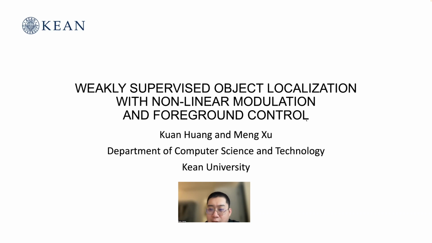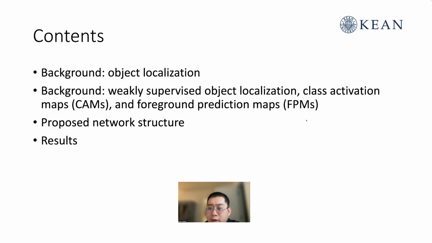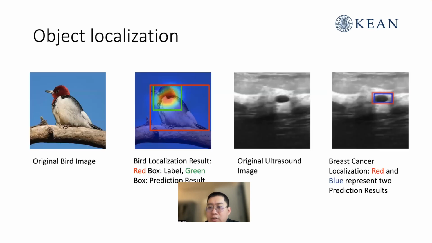I want to represent our research group to introduce our recent research topic about weakly supervised object localization in image processing. Firstly, I will briefly introduce the background knowledge about object localization and weak supervision using class activation maps and foreground prediction maps. Then I want to introduce the proposed method and show the results.